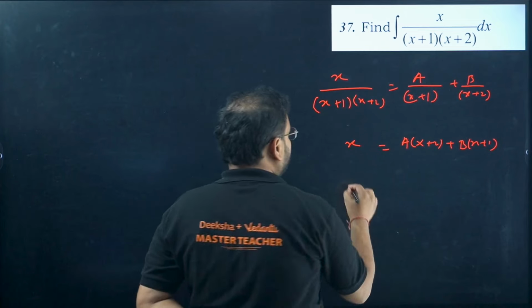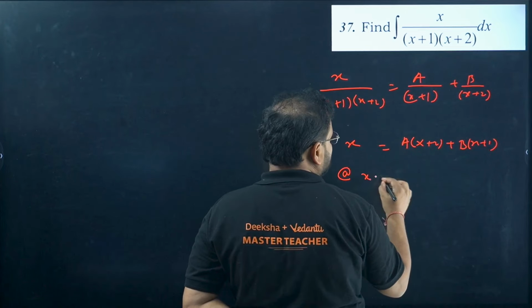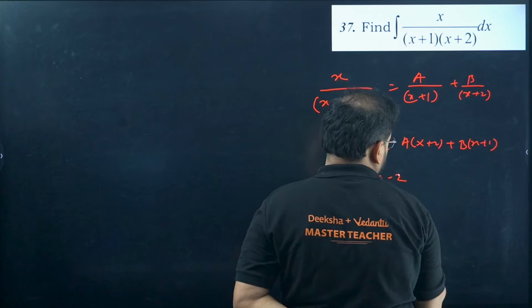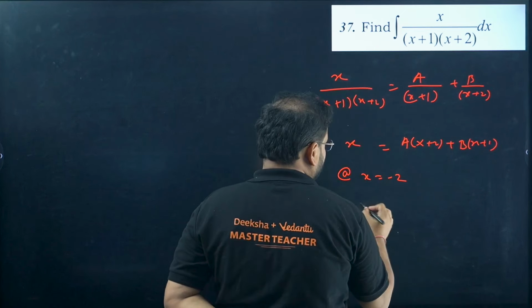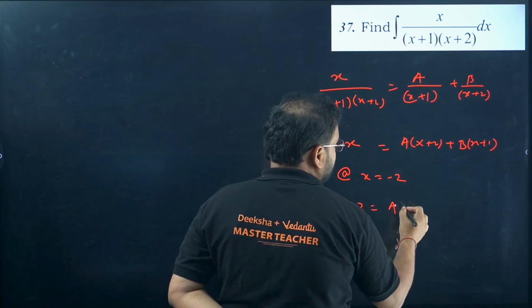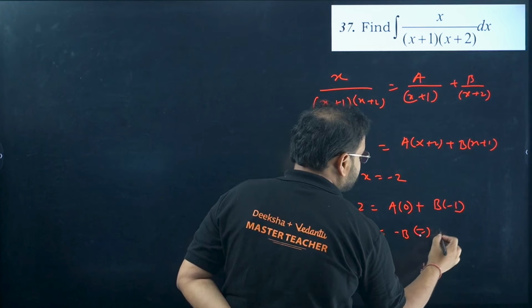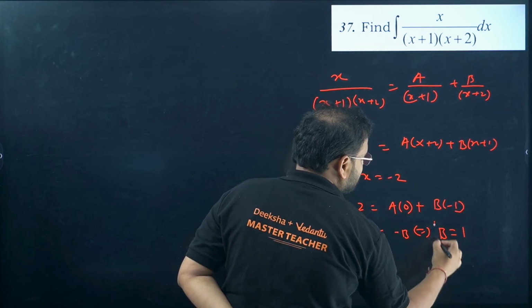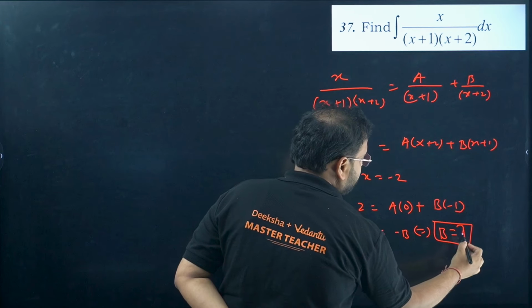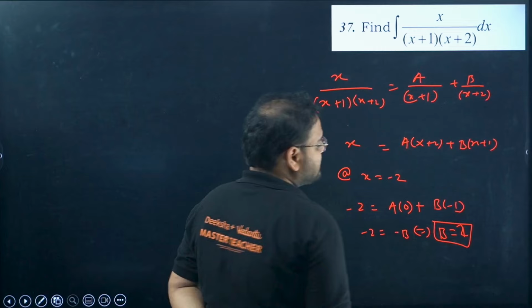Okay, now we'll put x as minus 2. Check, this will become 0. So you'll have minus 2 equals to a into 0 plus b into minus 1. Minus 2 plus 1 is minus 1. So you get minus 2 equals to minus b. This gives the value of b as plus 2.